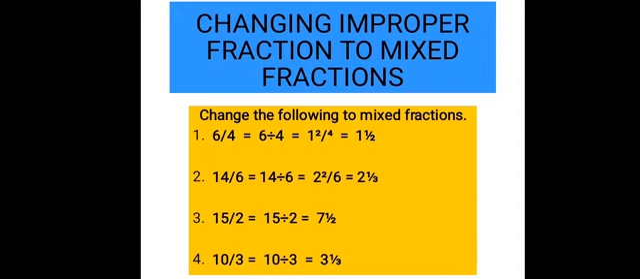So 6 divided by 4 will give you 1. When 4 people share 6 items, they will get 1 remainder 2. So that one that they will get is the whole number, and the remainder will serve as the numerator, all over 4. The denominator should remain constant.